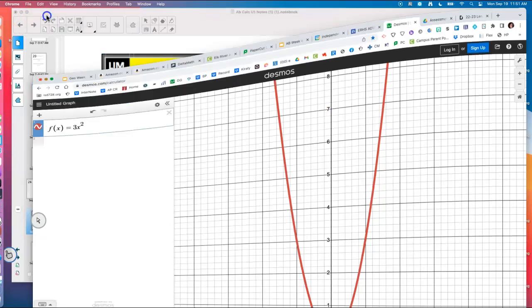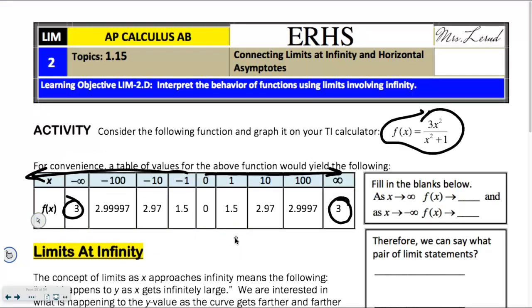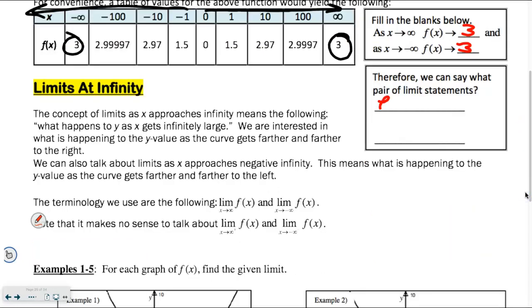So back to your notes, it says right on that little piece there, fill in the blank. As x approaches infinity, f of x, or my y values, seem to be riding along 3. And as I approach negative infinity, they were riding along 3 as well. So what that means is we can write a limit statement. I can say the limit as x approaches infinity of the function ended up being 3. This is calculus language, though, for a horizontal asymptote.